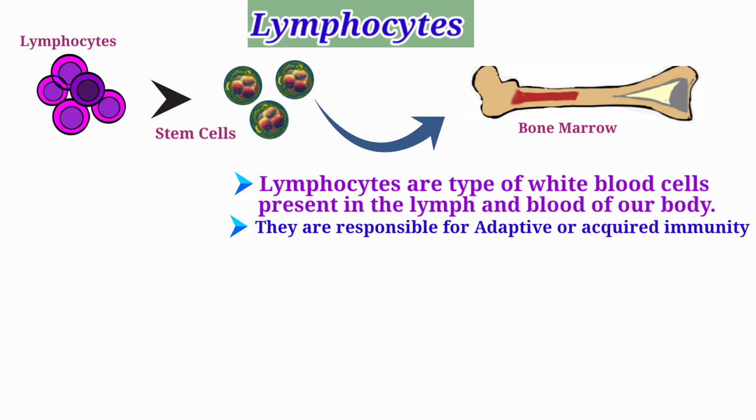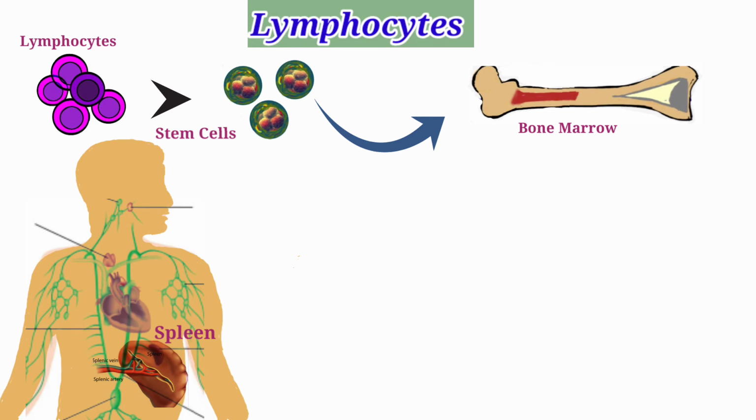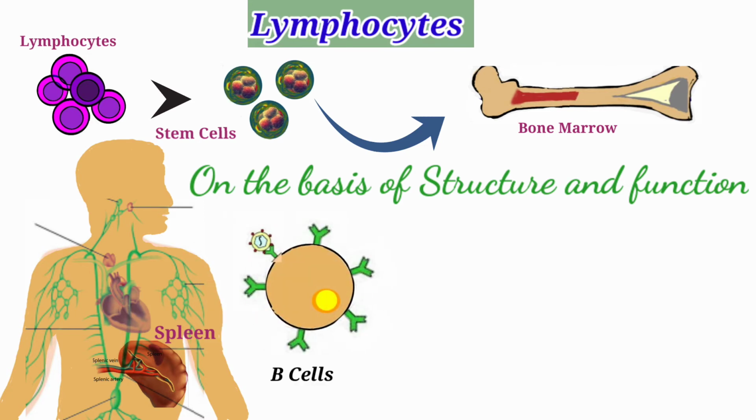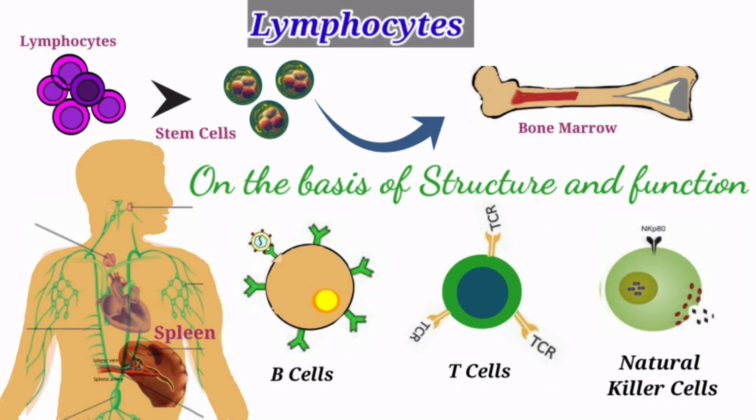Lymphocytes are concentrated in the lymphoid organs, for example, spleen, lymph nodes, tonsils, etc., and initiate the immune response against the foreign pathogen. On the basis of structure and function, lymphocytes are divided into three main types. Number one, B cells. Number two, T cells. And number three, natural killer cells. Let's learn more in detail about each of these lymphocytes.